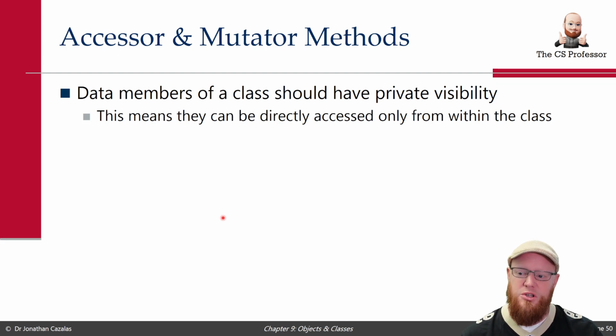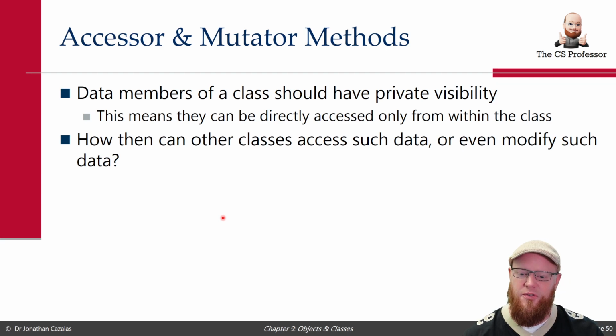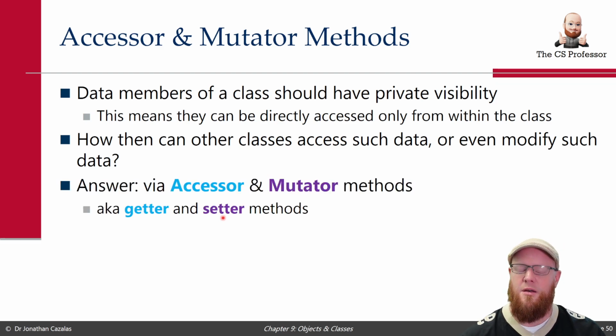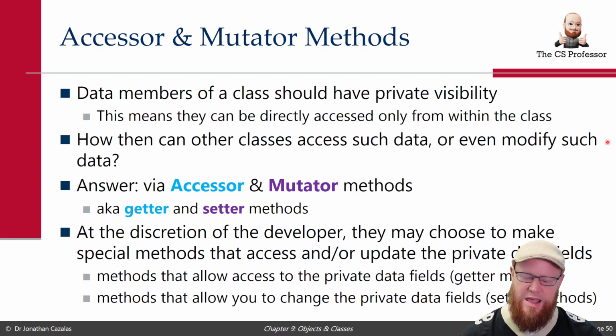So therefore, the question, and we've already seen the answer to this in class, so I'm going to go a bit quicker here on these slides. Data members of a class should have private visibility. This means they can only be directly accessed from within the class itself. How then are other classes able to access or even modify that data? Via accessor and mutator methods, via those getters and the setters.